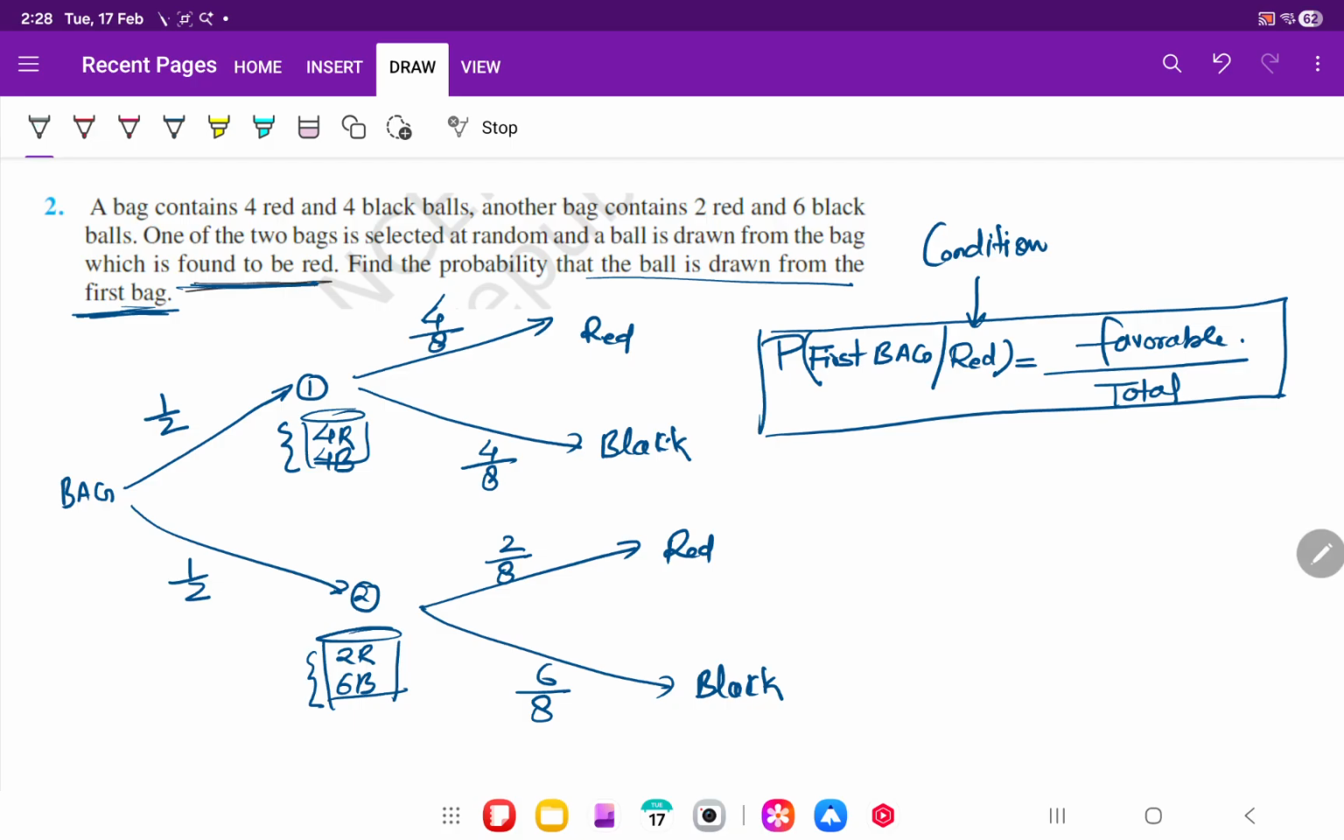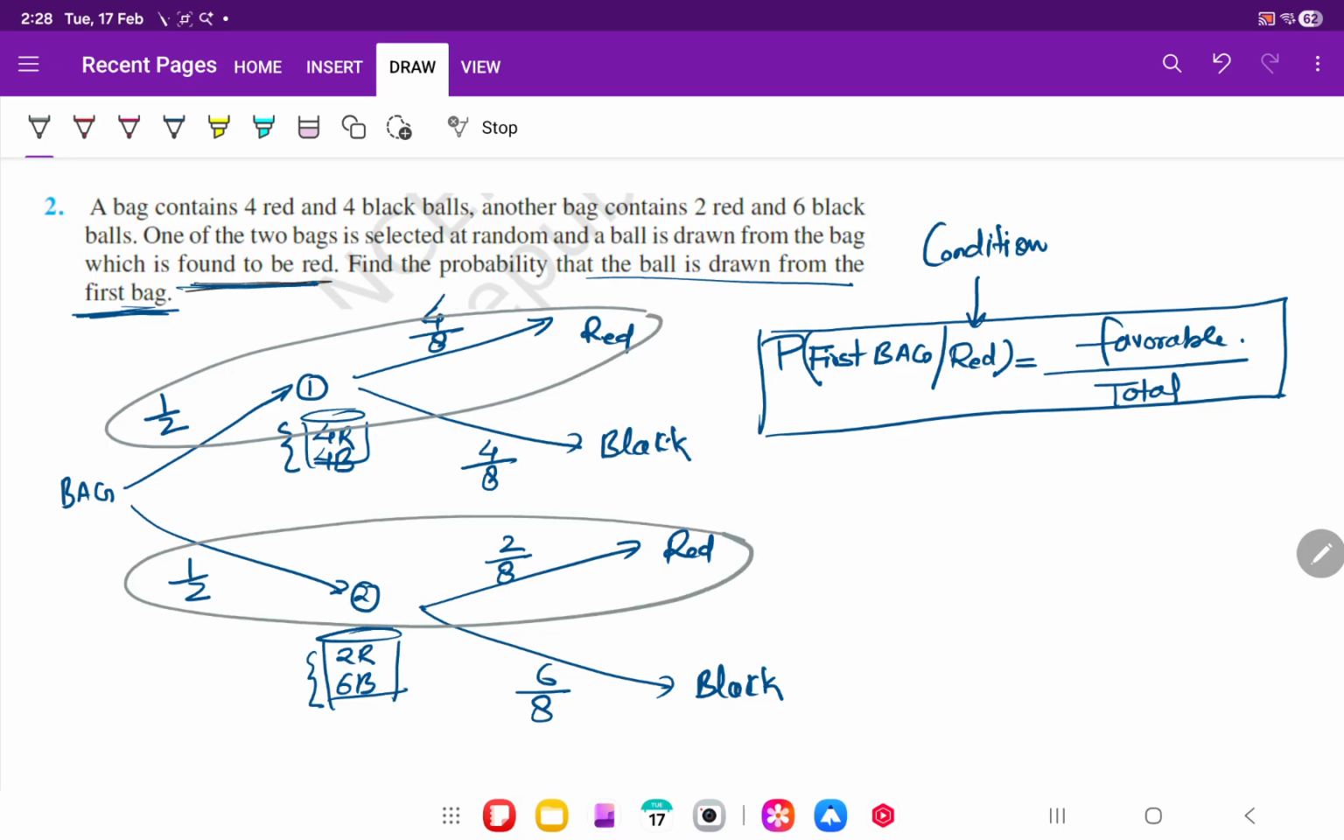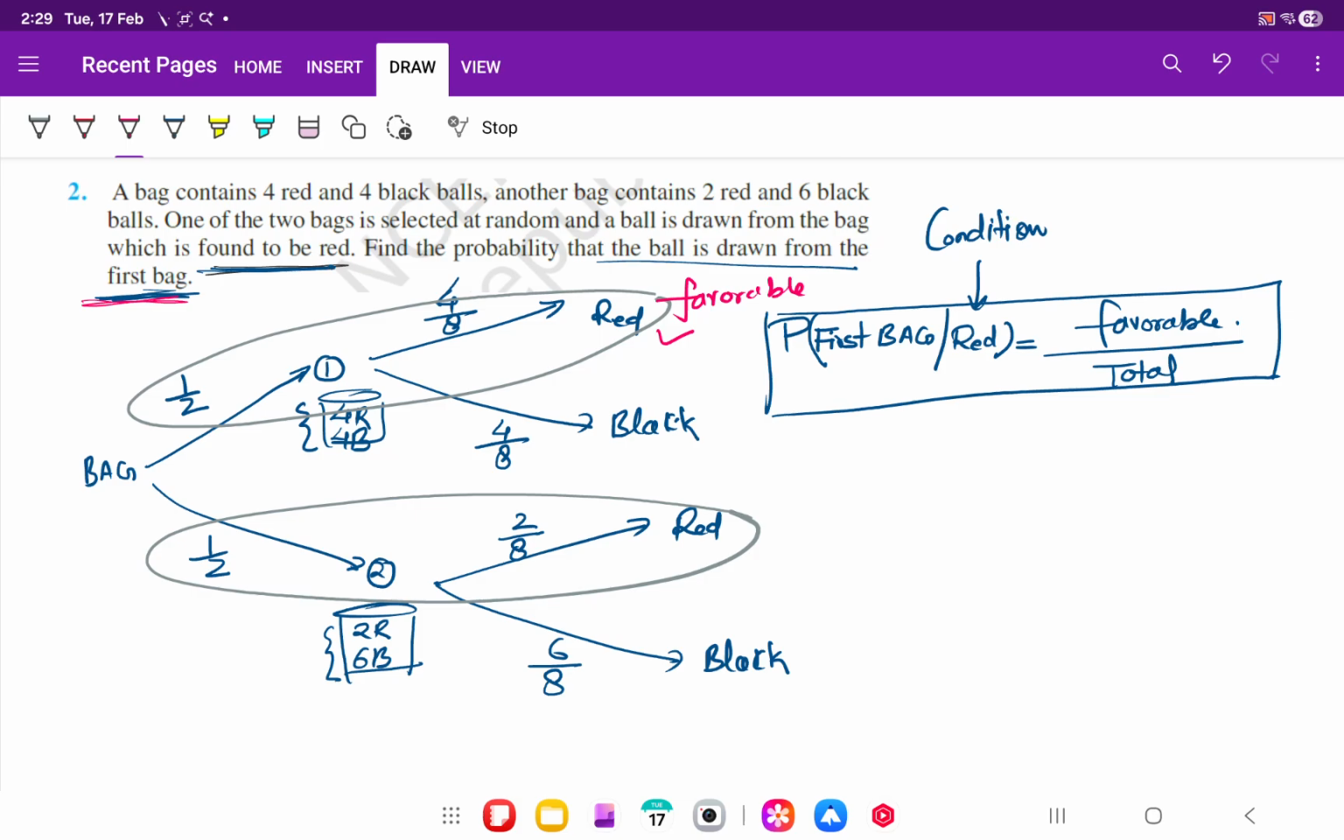So total possibility that it is red is that this first bag and it came out red, or the second bag and it came out red, right? Which one is favorable? That it came out from the first bag. Only this one is favorable. You can solve exactly the same way in exam. It's an absolutely correct and acceptable method. You can make a chart, you can write a formula and explain which one is favorable.